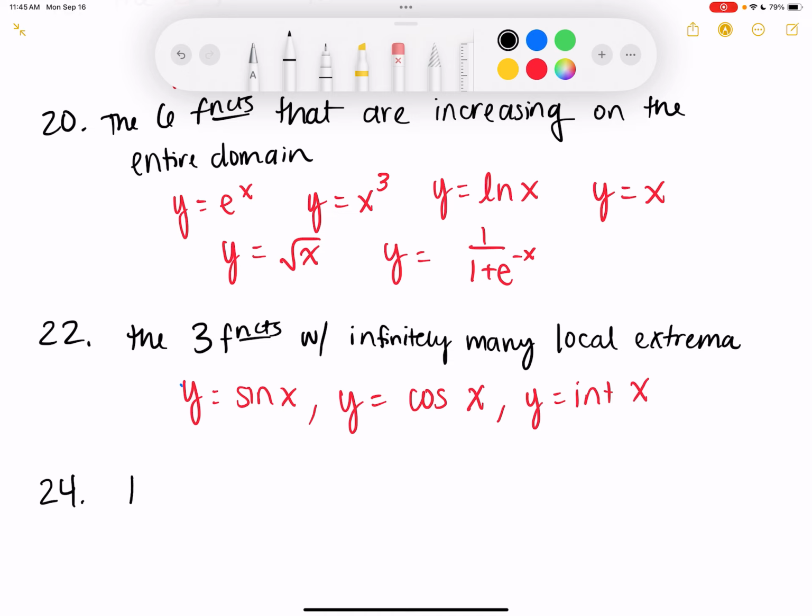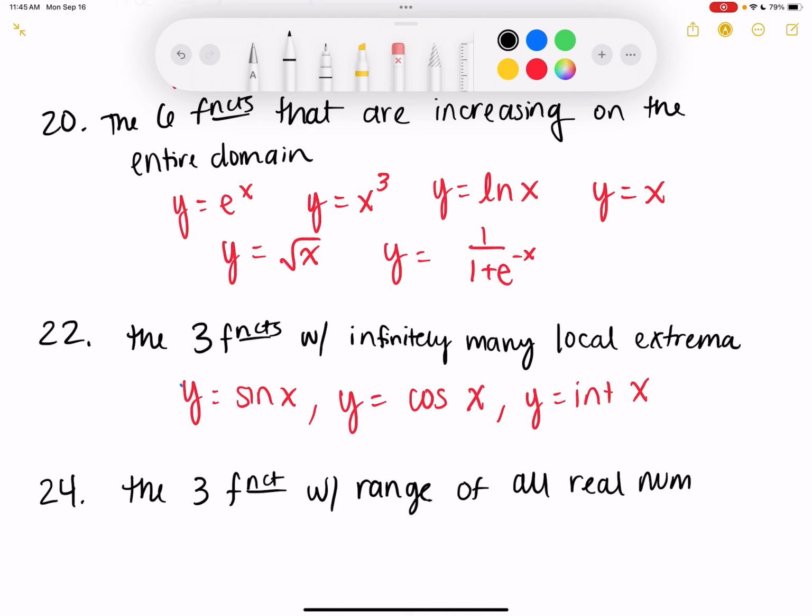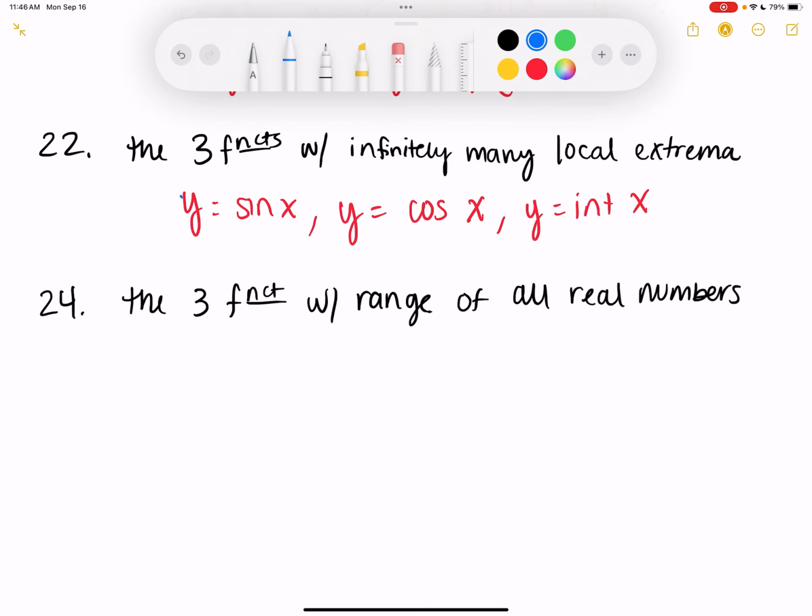The three functions with a range of all real numbers. So that means it takes on all y values from negative infinity to infinity. What functions would that be? Does anyone have feedback? y equals x cubed? Yep, x cubed. ln x. Yep, ln x and x, yep.